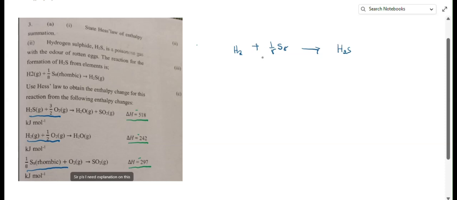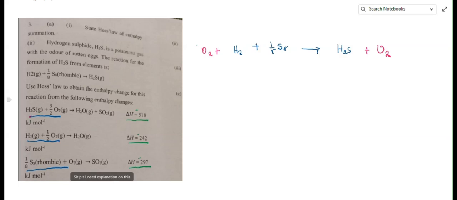In order to link this up with these standard enthalpies of combustion, we need to add oxygen to both sides of the equation, if you remember. So we're going to add O2 to this, and then we add oxygen to this. So now we can link this with all the data that we have here. So oxygen plus hydrogen, that is this.